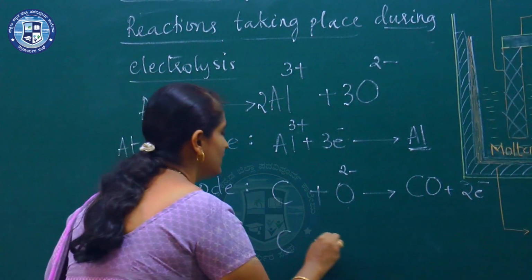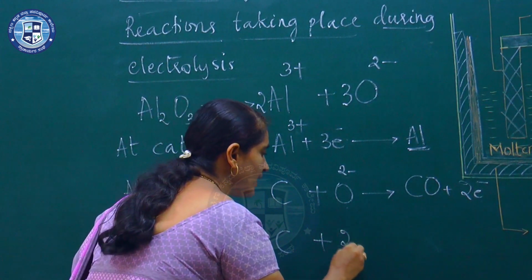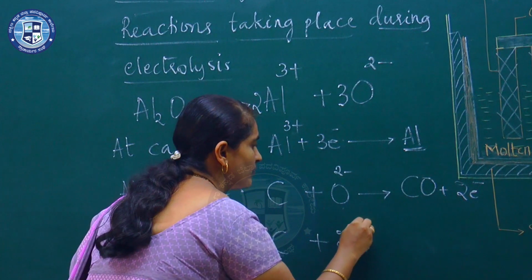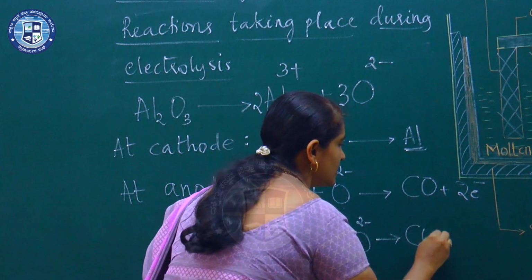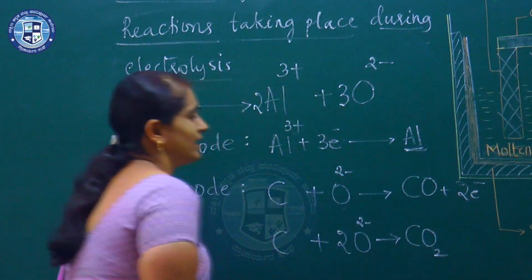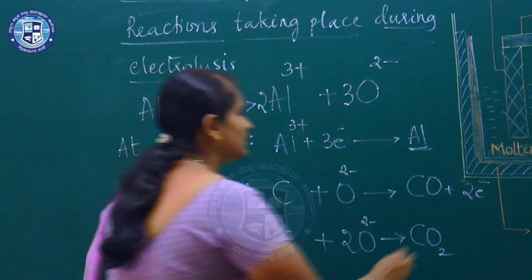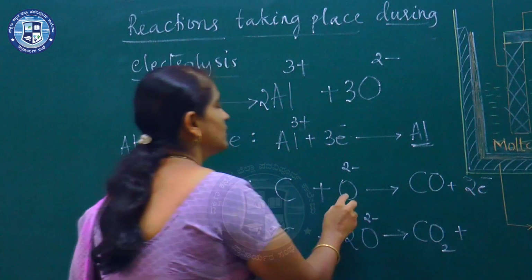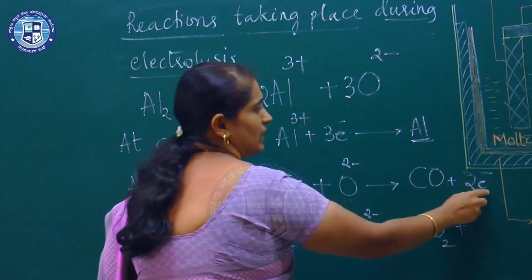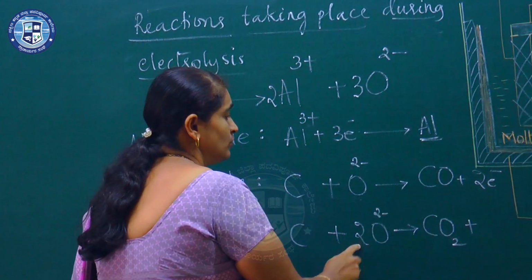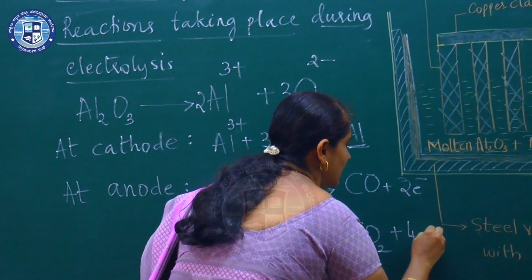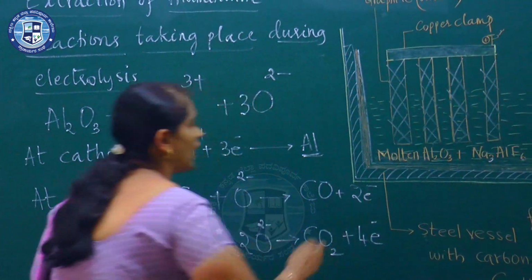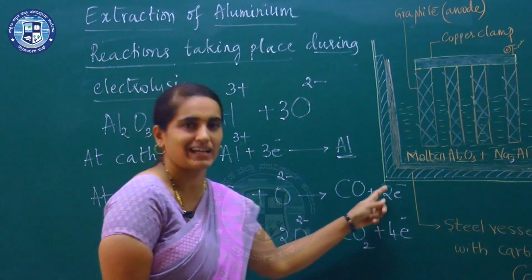The same carbon will react with the remaining 2 O²⁻ ions and will get converted into CO2, carbon dioxide gas, with the liberation of electrons. See, for 1 O²⁻ we had 2 electrons. I now have 2 O²⁻ ions, which will release 4 electrons. Totally how many electrons? It is 6 electrons.